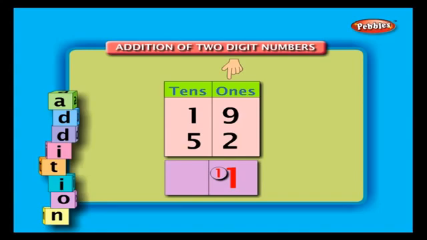So, here we write the ones number of 11 below the ones column, that is 1, and carry over the tens number of 11, that is 1, to the top of the tens column. Now, add the tens column. 1 plus 5 plus 1, which is the carryover number. We get 7. So 19 plus 52 is equal to 71.